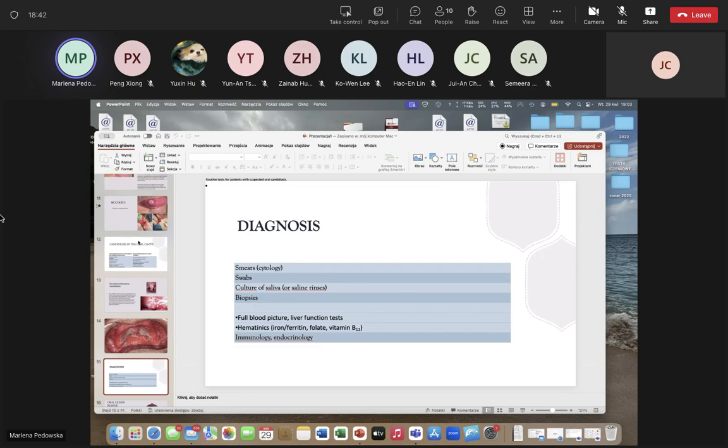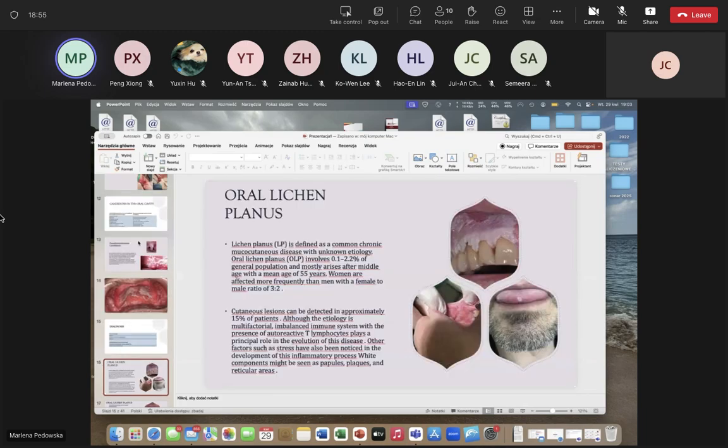The next disease, which is very popular in our department, is oral lichen planus. It is defined as a common chronic mucocutaneous disease with unknown etiology. Oral lichen planus involves 0.1 to 2.2% of the general population and mostly arises after middle age, with a mean age of 55 years. Women are affected more frequently than men, with a ratio of 3 to 2. Cutaneous lesions can be detected in approximately 15% of patients.